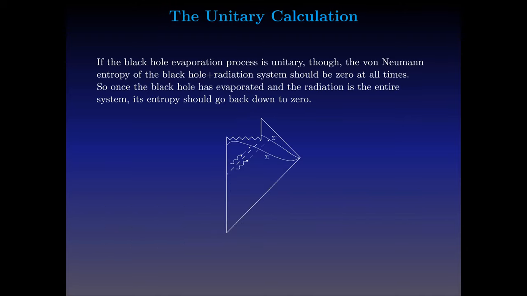Now, of course, we actually hope, think, believe, choose your preferred word here, that the black hole evaporation process is unitary. So we expect that the von Neumann entropy of the entire system should be conserved, should be zero at all times. And when I say the entire system, I mean the entropy of the black hole and the radiation together. And that suggests that once the black hole has evaporated and the radiation is literally the entire system, the entropy of the radiation should be zero. In other words, the von Neumann entropy here should be exactly zero.